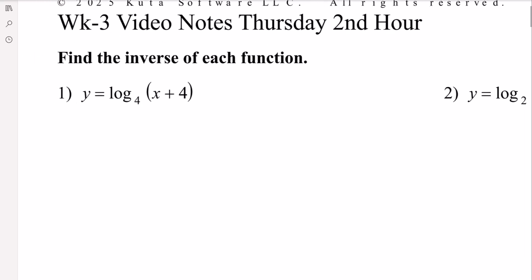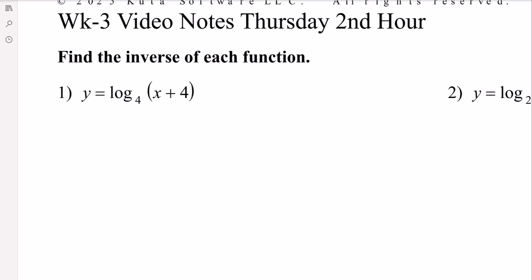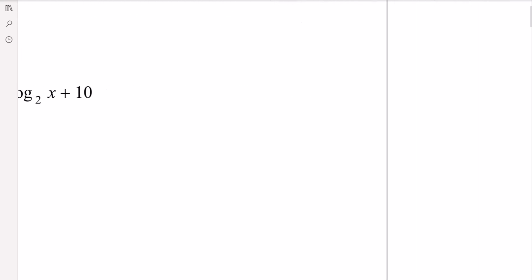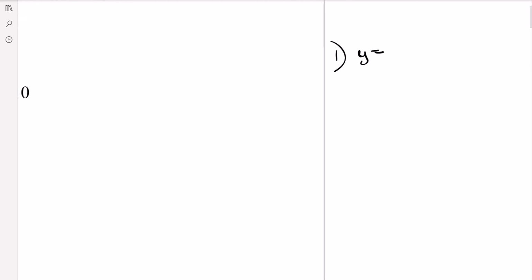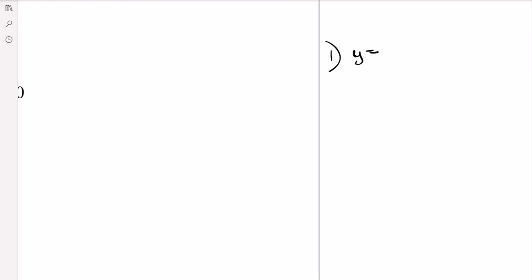Okay, learning something new again. We have worked with inverses before. I don't know if any of you remember the steps, but remember step 1, rewrite as y is equal. I think in this case, that's already like that.